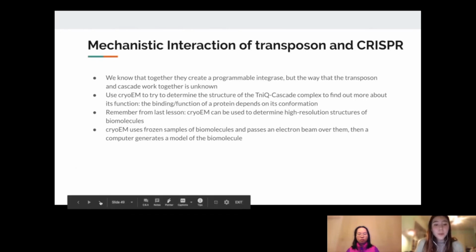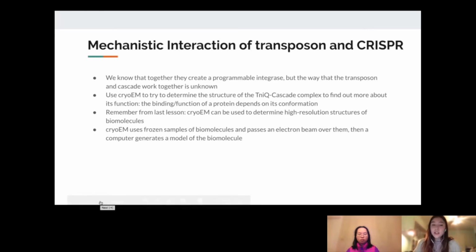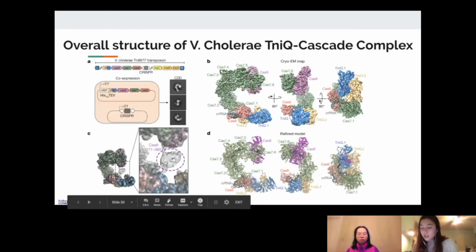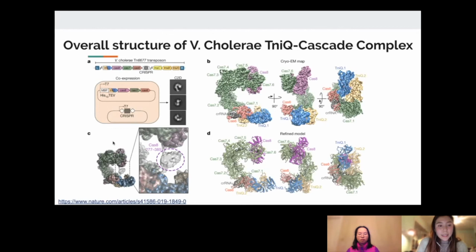For this purpose, we're going to look at the TnsC-Q cascade complex and use cryo-EM on this complex to try and figure out what its structure is, and from there deduce what its function is. The first thing that they did for this study was purify the TniQ cascade complex. To do this, they introduced plasmids into cells in order to express this TniQ cascade complex.